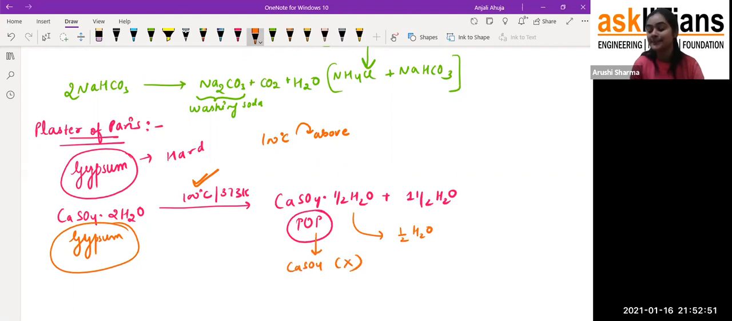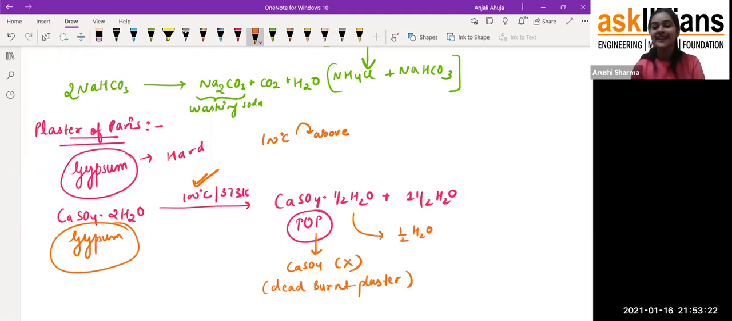It is just the burnt part, or you can say the dead burnt plaster. It will not have any use. So always, whenever the gypsum is converting into POP, the temperature should be maintained at 100 degrees Celsius. If the temperature exceeds that, the half molecule of water is also eliminated, and we are just getting calcium sulfate, which is not of any use. Okay, so this is the gypsum. So that's the preparation of POP.